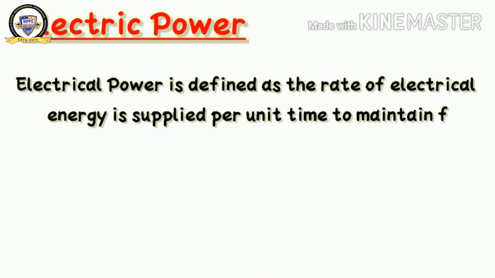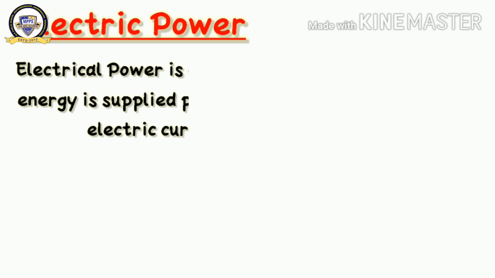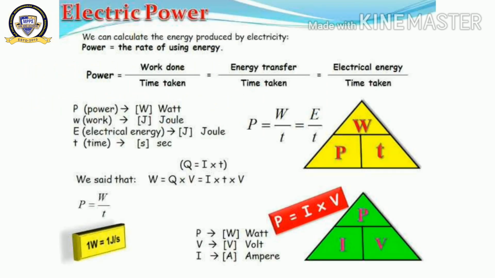Now based on this electrical energy, we can also define electric power or electrical power. It is defined as the rate of electrical energy supplied per unit time to maintain flow of electric current through a conductor. So we can say that power is the rate of using energy. We can have the formula of power as work done upon time, and this work done is stored in the form of energy transfer. So we can say that power is also energy transfer per unit time. It is also equivalent to electrical energy per unit time.